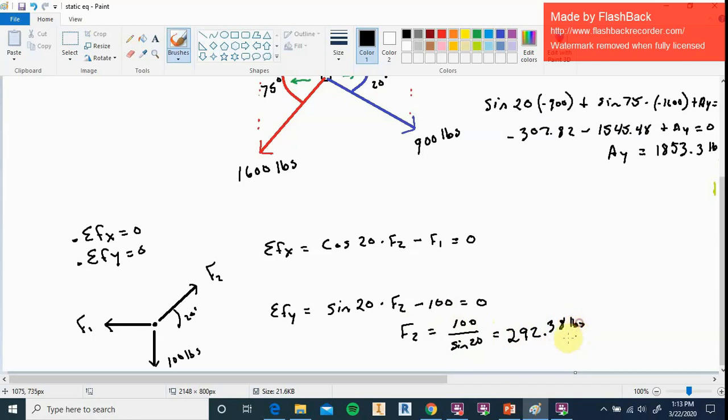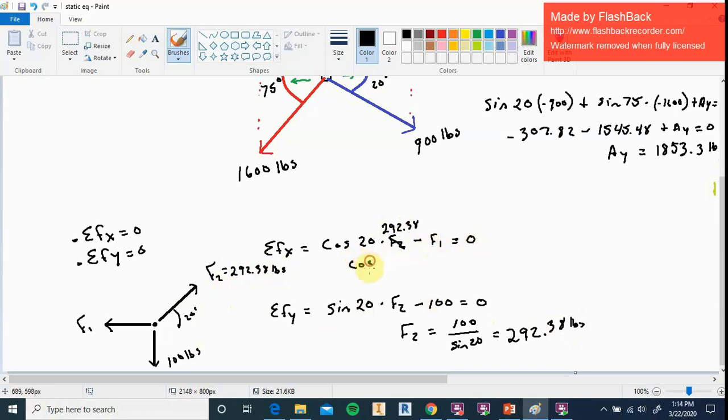So we'll put that in pounds. That's good that it came out positive. That means that our arrow direction was correct. It is pulling up. It confirms that it's pulling up. So 292.38 pounds is F2. So once I know that, I can go up here and substitute 292.38. And then we can move F1 to the other side.